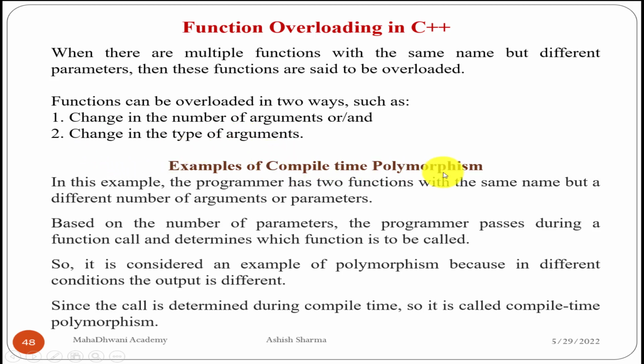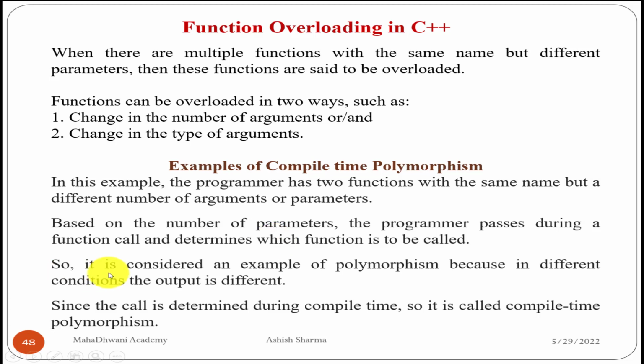Example of compile time polymorphism. In this example, the programmer has two functions with the same name but a different number of arguments or parameters. Based on the number of parameters the programmer passes during a function call, it is determined which function is to be called. This particular thing has been set at compile time. Which function will be called at runtime is already selected at compile time. That's why it is called compile time polymorphism, early binding or static binding.